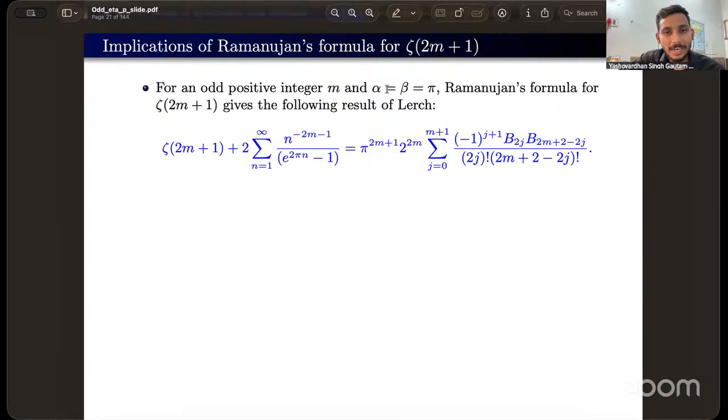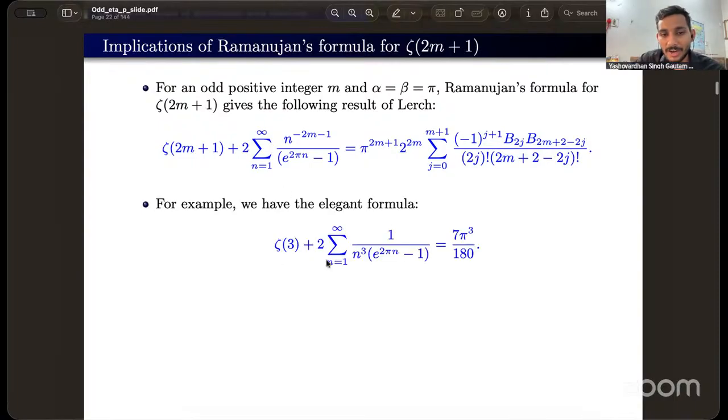And if you see, if we take alpha equal to beta equal to pi, and m as odd, so we have this zeta of 2m plus 1, that is zeta at odd integers, plus an infinite Lambert-type series, equal to something times pi to the power 2m plus 1. And this something, with 2 to the power 2m and a finite sum, is rational, because Bernoulli numbers are rational and it is a finite sum. So from this result, what can we say? We can say this zeta of 2m plus 1 plus this infinite sum is transcendental. So their sum is transcendental.